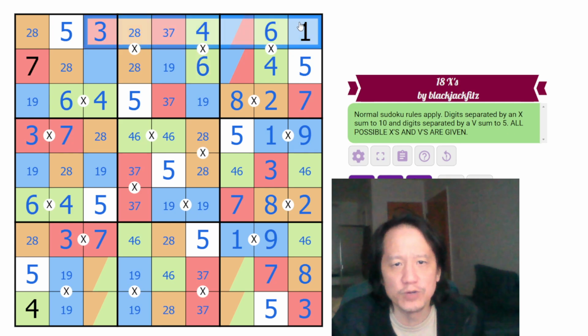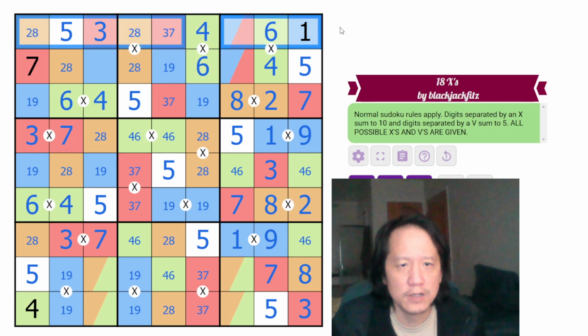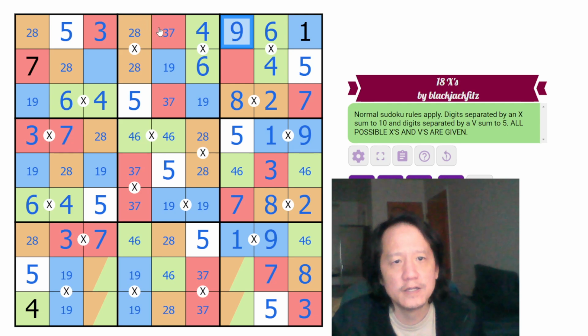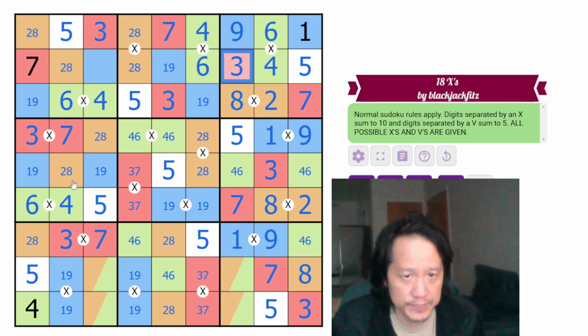We have 2 reds now in row 1, which means the rest of the row cannot be red. So this can't be red, which makes that blue. This can't be blue, so this must be red. Therefore, this must be a 9. This can't be a 3, so this is a 7, which makes that a 3. This 7 means this can't be 7, so this is a 3.